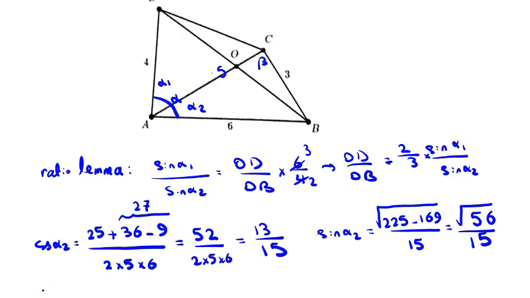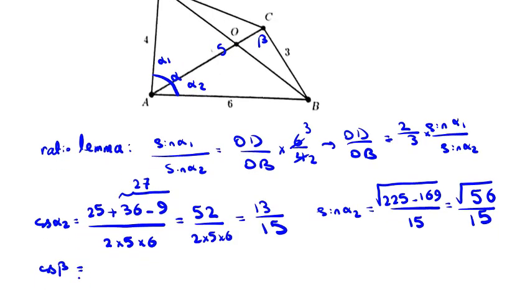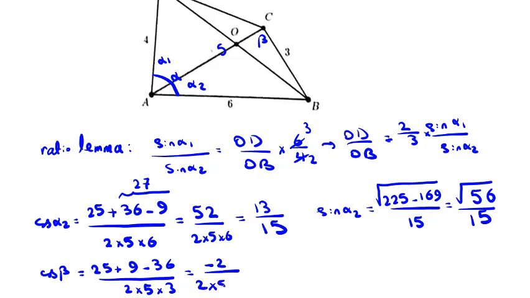Now, the next one. We want to find sine alpha, cos alpha. We should use beta because beta plus alpha is 180. So again, if we use the cos rule, cos beta is what? Cos beta will be 5 squared, 25, plus 3 squared, 9, minus 6 squared, 36, over 2 times 5 times 3. Now it will be 25 plus 9, 34, minus 36, negative 2, over 2 times 5 times 3. If we divide both numerator and denominator by 2, it will be negative 1 over 15.